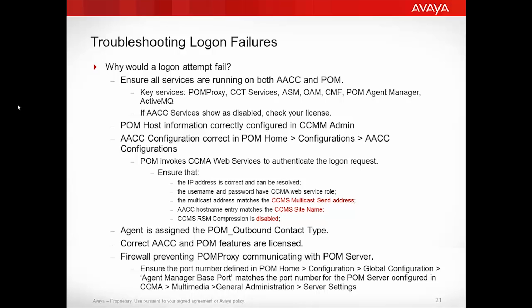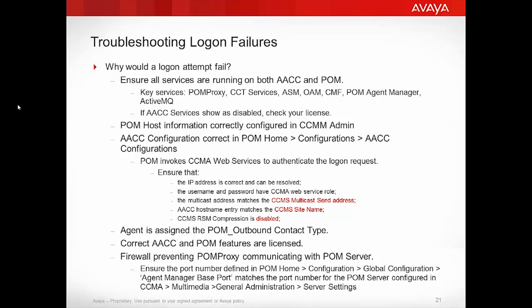So we need to make sure that the IP address is correct and can be resolved, and that within that configuration screen the username and password defined have a CCMA web service role. We need to make sure that the multicast address matches the CCMS multicast send address. We need to make sure that the AACC hostname matches the CCMS site name. And we need to make sure that RSM compression is disabled on the CCMS server.